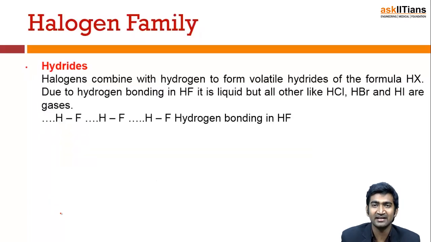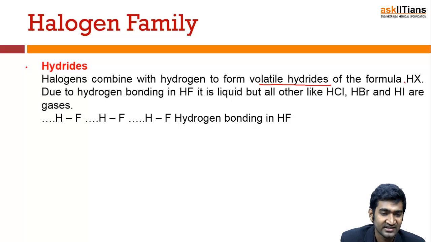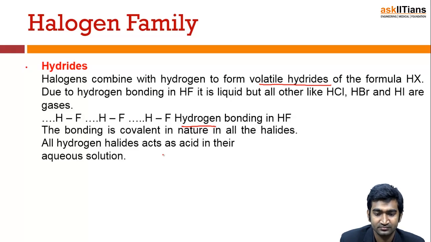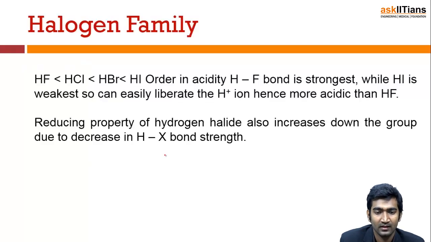If I talk about hydrides, again hydrogen bonding comes into the picture. The halogens combine with hydrogen to form volatile hydrides having the formula HX. It's like HCl, HBr, HI, right? And here you can see that in HF you have hydrogen bonding. So its boiling point will increase tremendously. And in the order of acidity, again HF will be the strongest, and reducing property will increase down the group because the HX bond strength decreases.